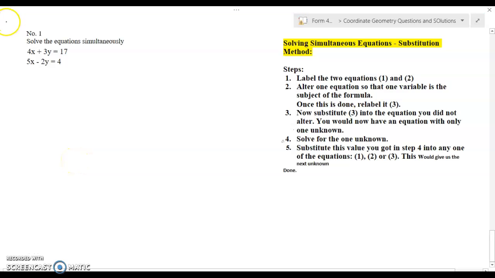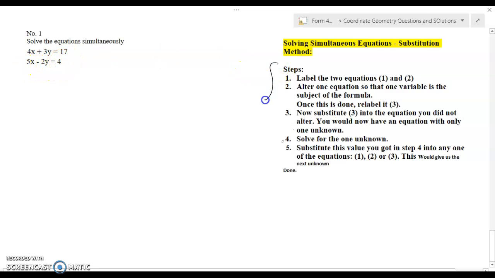I'm going to show you again how to solve two equations simultaneously. Now I did a video before where I did the same step, but this question is a little more complicated, right? So this one says solve the equations simultaneously: 4x plus 3y is equal to 17, 5x minus 2y is equal to 4.